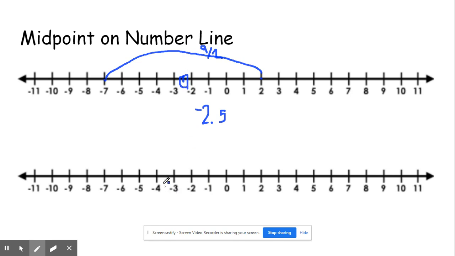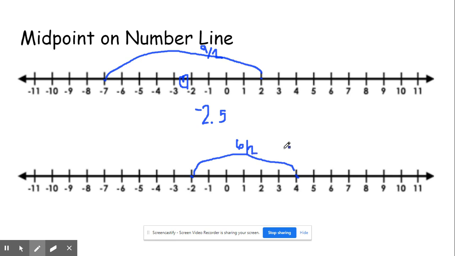Let's do one more example. 2 and 4. If you want to try it yourself, pause the screen before I give you the answer. But I'm going to move on. That's 6, and you're going to divide that by 2 again, and that's going to give you 3.